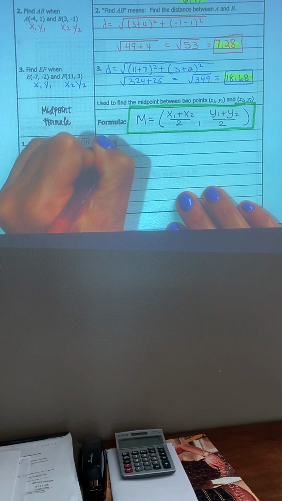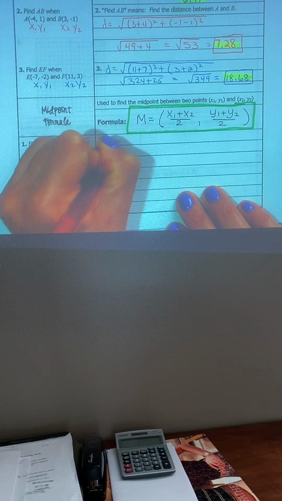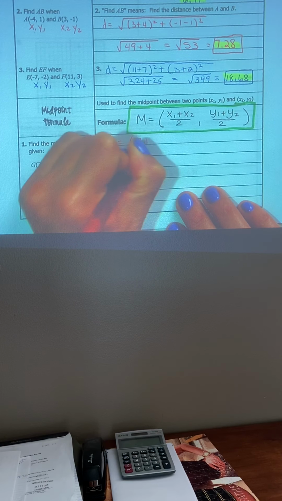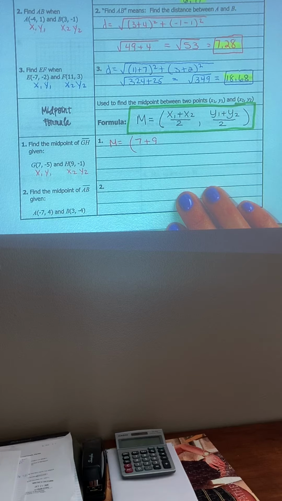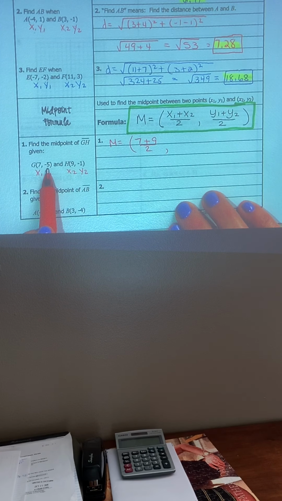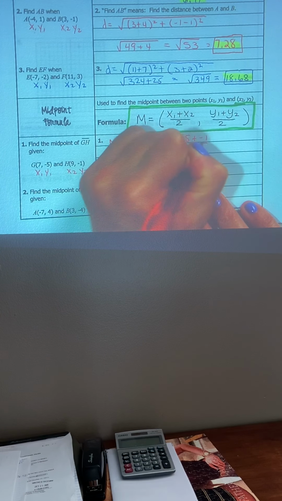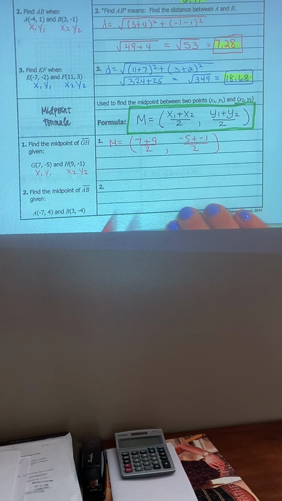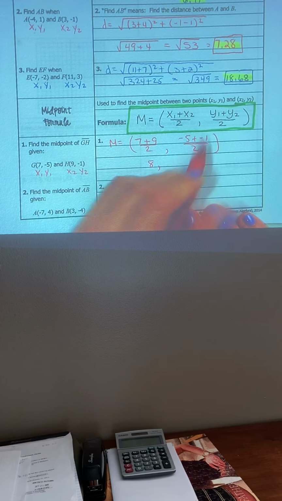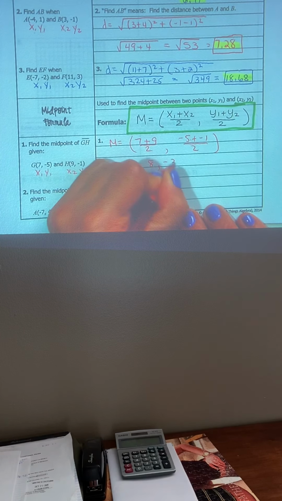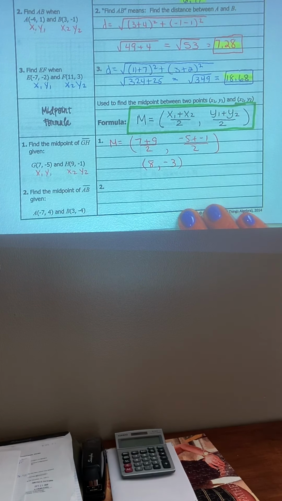So, 7 plus 9 over 2. And then we're going to do -5 plus -1, or -5 minus 1, same thing, over 2. All right, and let's compute. That's 16 over 2 is 8. -6 over 2 is -3. And here's my answer. Done.